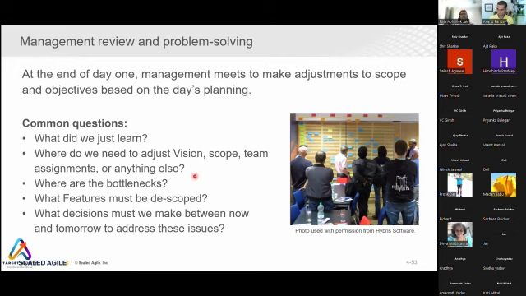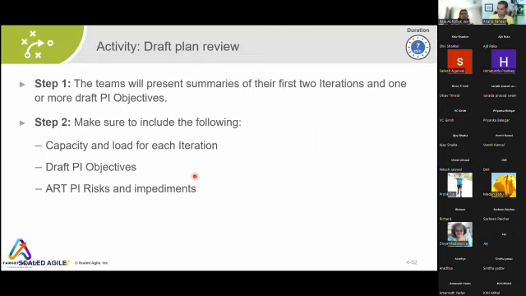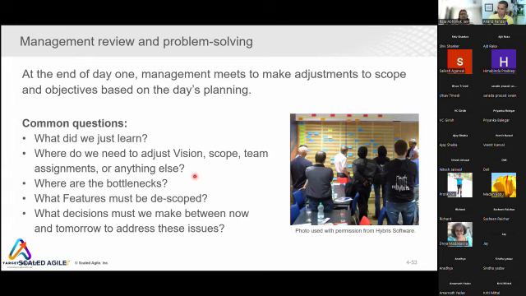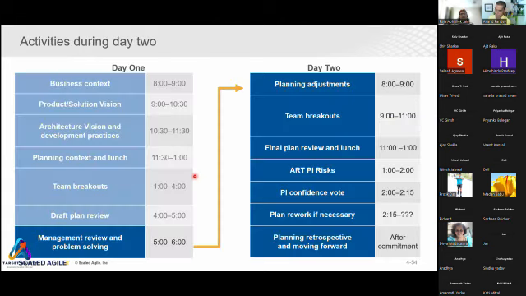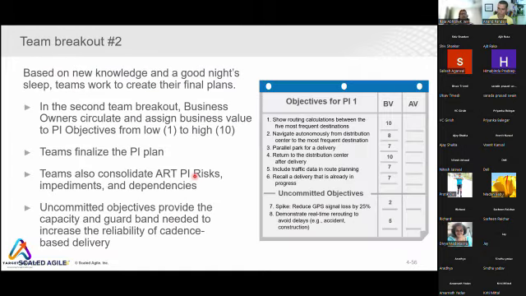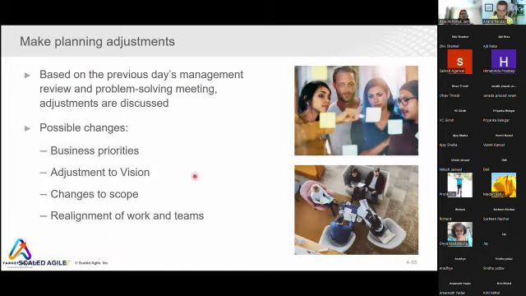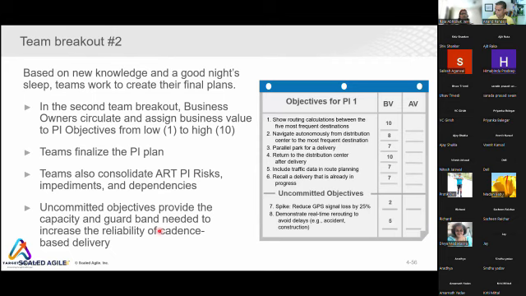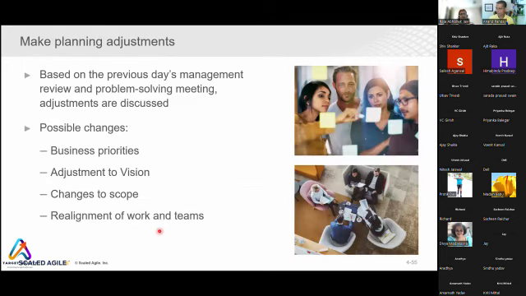Since you already presented the draft plan review here with all the audience together, management has learned something and will take some decisions, which they will tell you next day in the planning adjustment. Whatever they learn, they will adjust the business priorities and visions, change the scopes, and realign the work and the teams. So team reassignment is also possible.